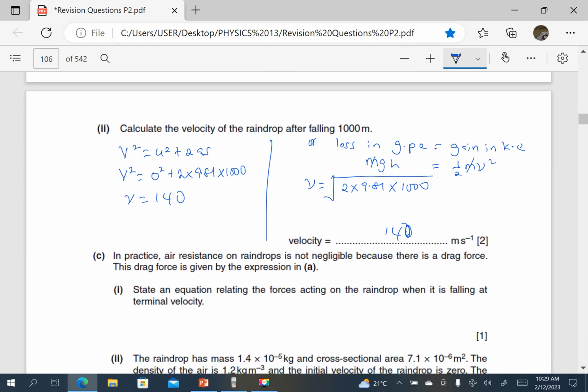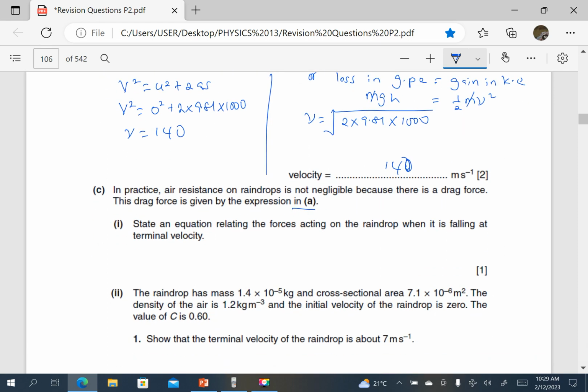In practice, air resistance on the raindrop is not negligible because there is a drag force. This drag force is given by the expression in A. State an equation relating the forces acting on the raindrop when it is falling at terminal velocity. So if it is falling downwards, the weight is W, there is upthrust upwards. Of course, there is drag force, or air resistance.